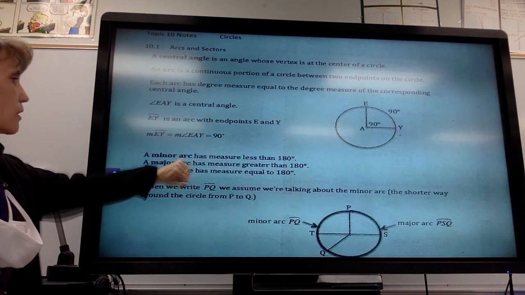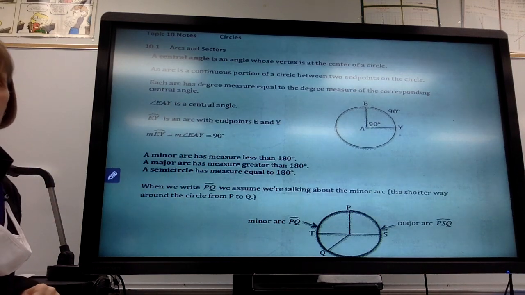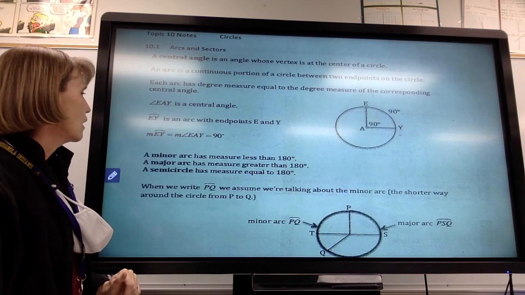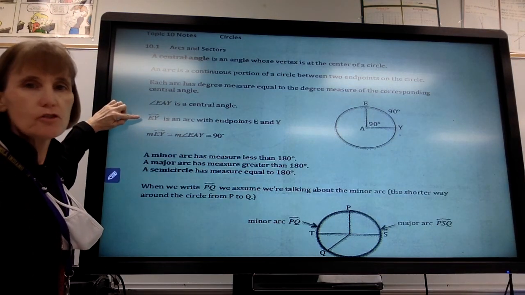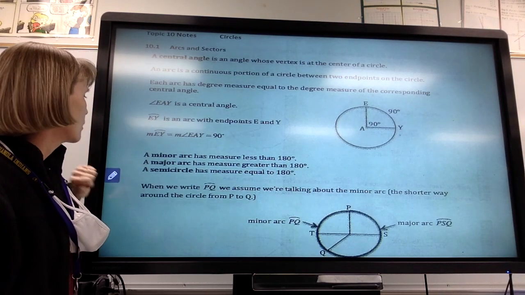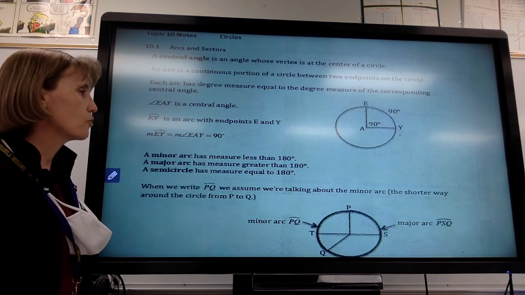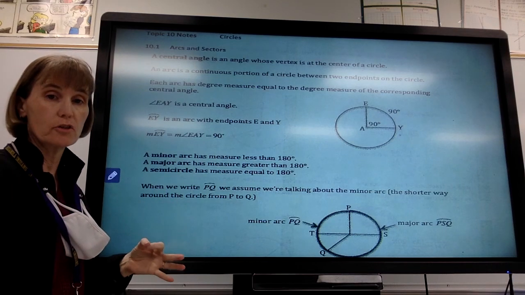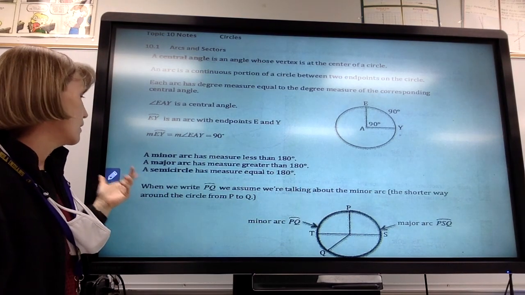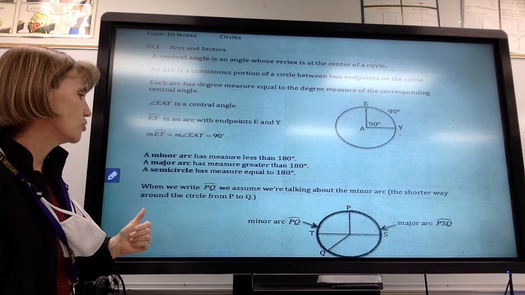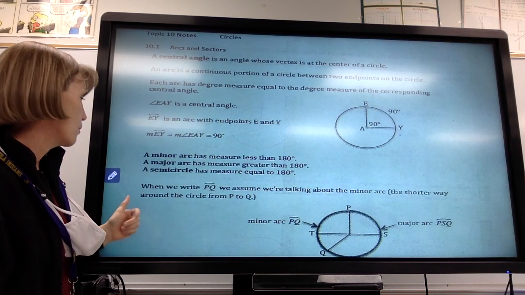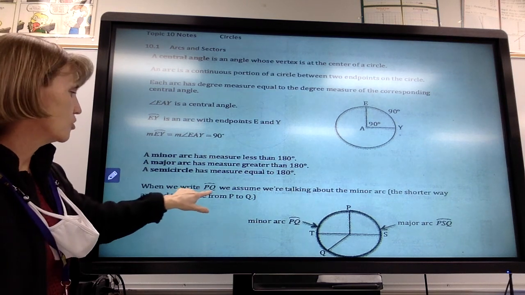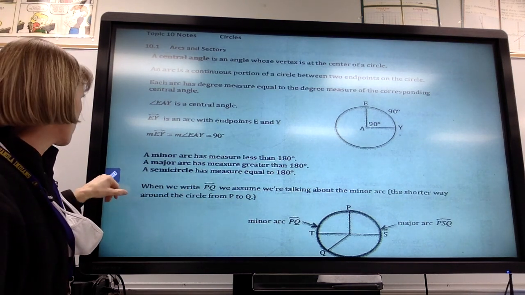Okay, some definitions here. A minor arc has a measure that's less than 180 degrees, kind of like an acute angle. A minor arc is less than 180 degrees, and a minor arc will just use two letters in its name. Okay, a major arc has a measure that's greater than 180 degrees, and if it's a major arc, you're going to see three letters used in its name. Okay, and the semicircle has a measure that's equal to 180 degrees. Okay, when we write the arc PQ, we assume we're talking about the minor arc. If you only see two letters in the name, it's considered minor.